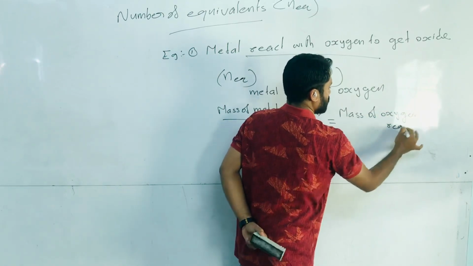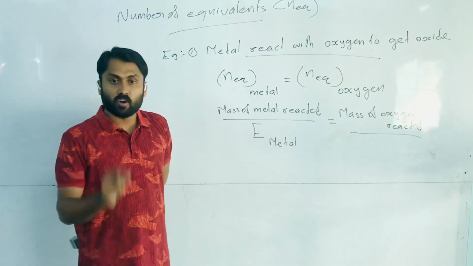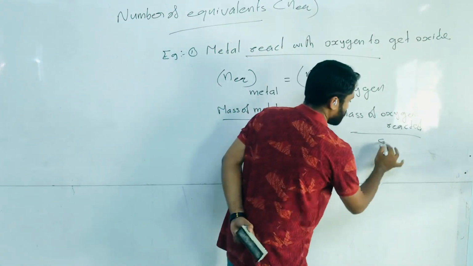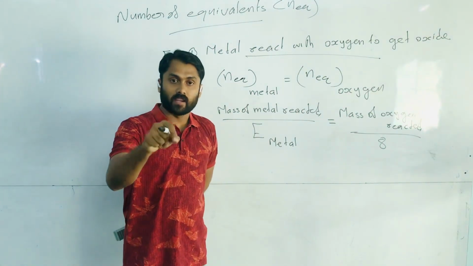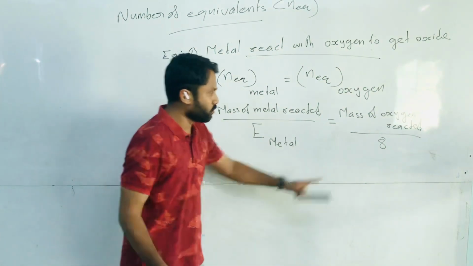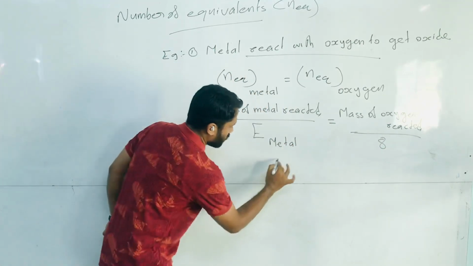Mass of oxygen reacted by equivalent mass of oxygen, that is 8. Because the atomic mass of oxygen is 16 and the valence of oxygen is 2, 16 by 2 is equal to 8. Calculation is not required.